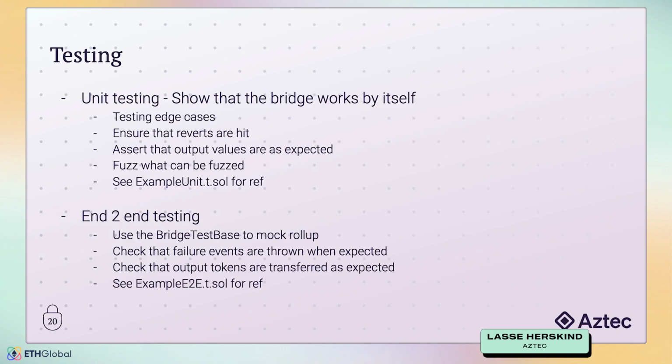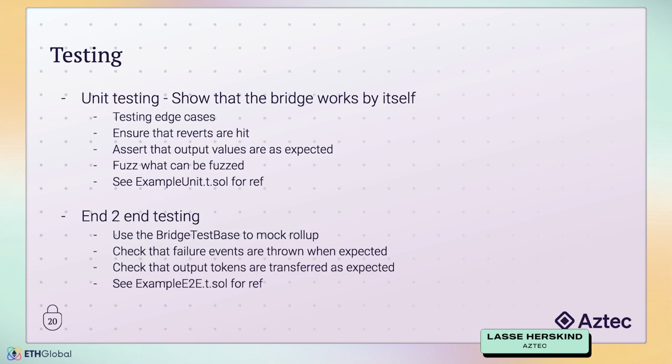When you get to testing, we have 2 stages. We essentially have unit testing, where you just show that the bridge works by itself. So you test edge cases, all of the stuff, where you check that all the reverts are hit, that the output values are actually what you expect them to be, and that you fuzz values that can be fuzzed. So go look at the example unit .t.sol for reference of this.